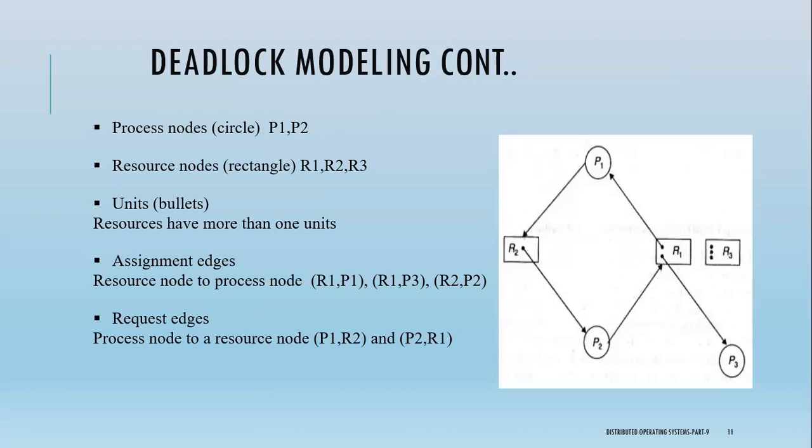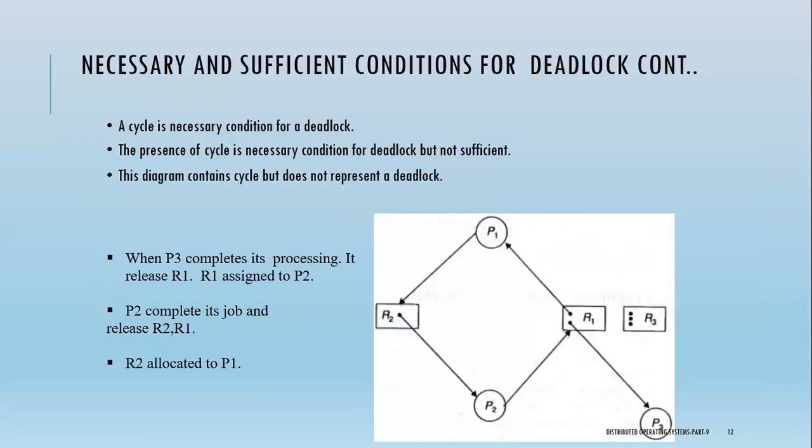Deadlock modeling. The process nodes are P1, P2. Resource nodes are in rectangular form: R1, R2, R3. The units: resources may have more than one unit. Assignment edges go from a resource node to a process node. Request edges go from a process node to a resource node.